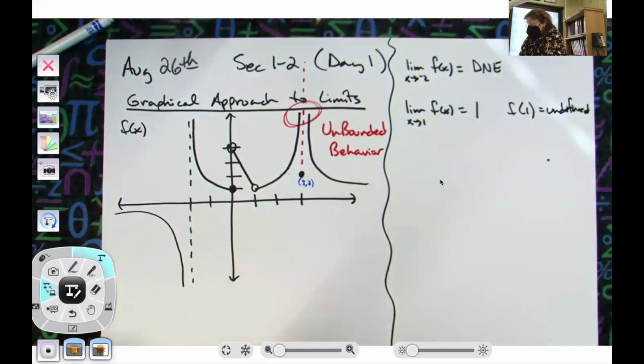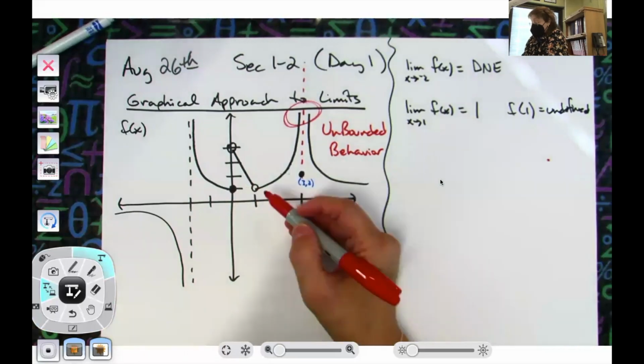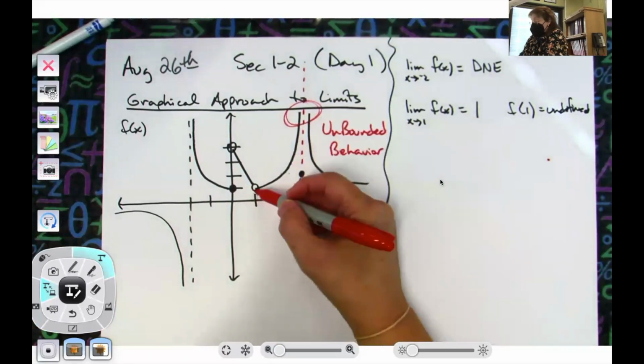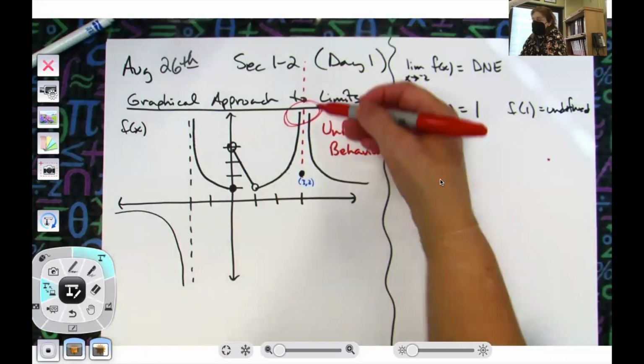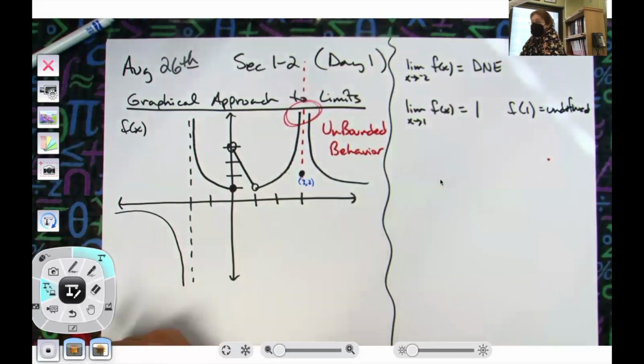All right, now, technically, as I'm coming up here, wouldn't I have to lift my pencil and then come over here? All right, you might be able to say that's a jump. I really don't like to call it a jump, but it is. I had to lift my pencil. All right, but I like the unbounded behavior right there.